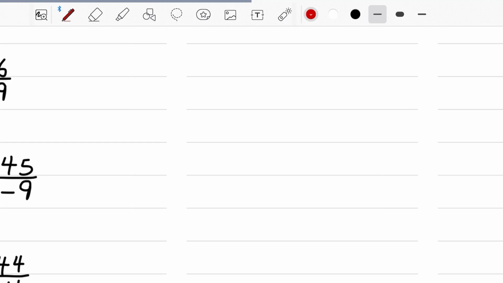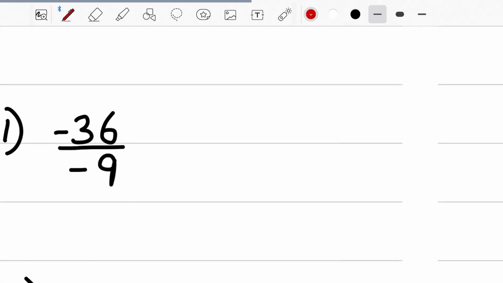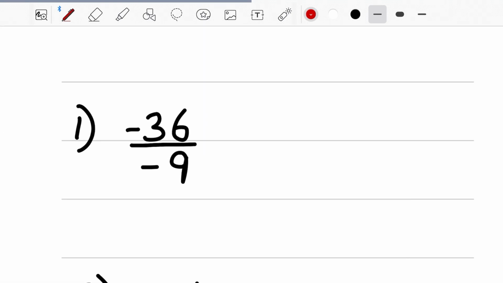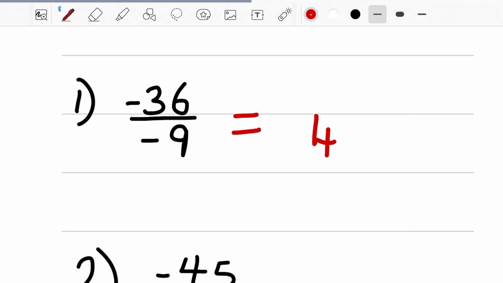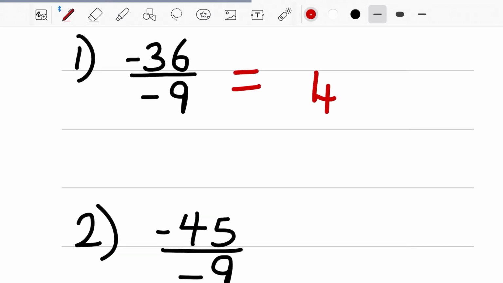Okay, so let's take a look at number 1. Number 1 is negative 36 divided by negative 9. So we work out the division as if the numbers were both positive. So 36 divided by 9 is 4. Now, since the signs are the same here, your answer is going to be positive, right? So the same rules for multiplication apply to division as well.